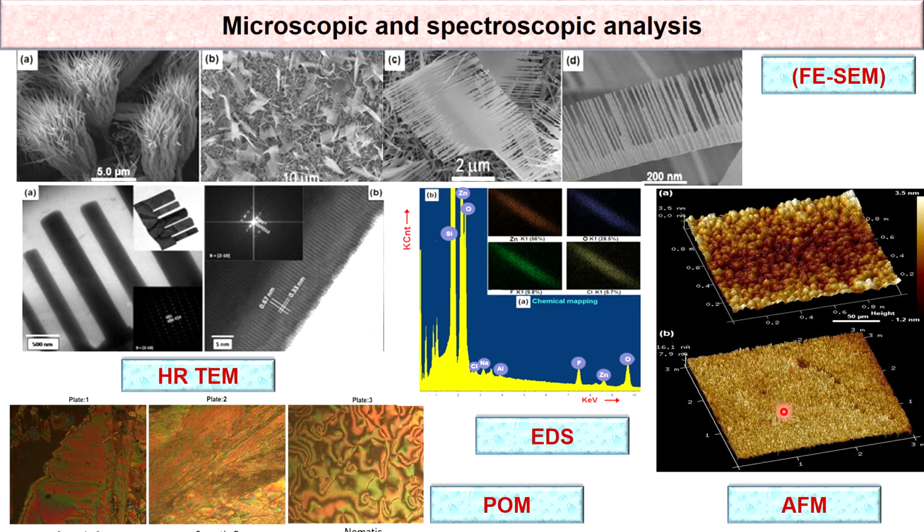And this is a conducting mode atomic force microscopy image, which helps us to understand the surface current. And these are the images of the polarization optical microscopy, which again shows the phase change at various temperatures, which is a clear indication of the electro-optic implementation of this zinc oxide nanoform dispersed liquid crystal.